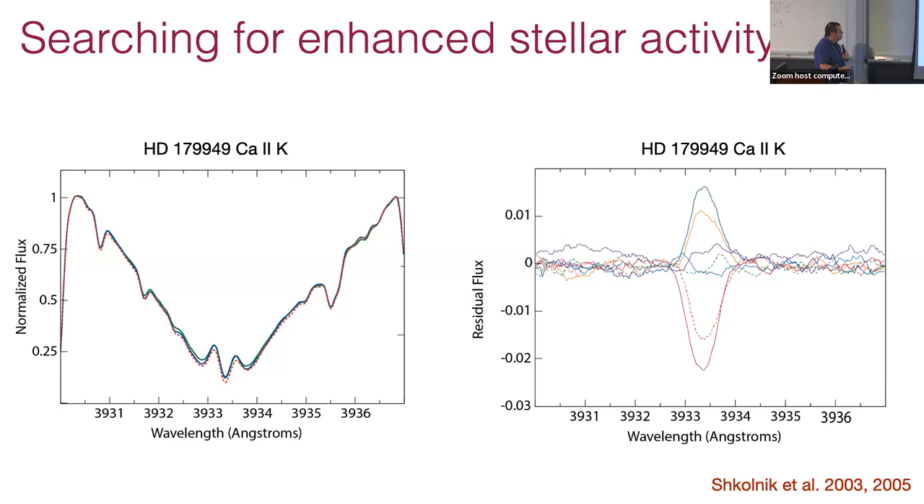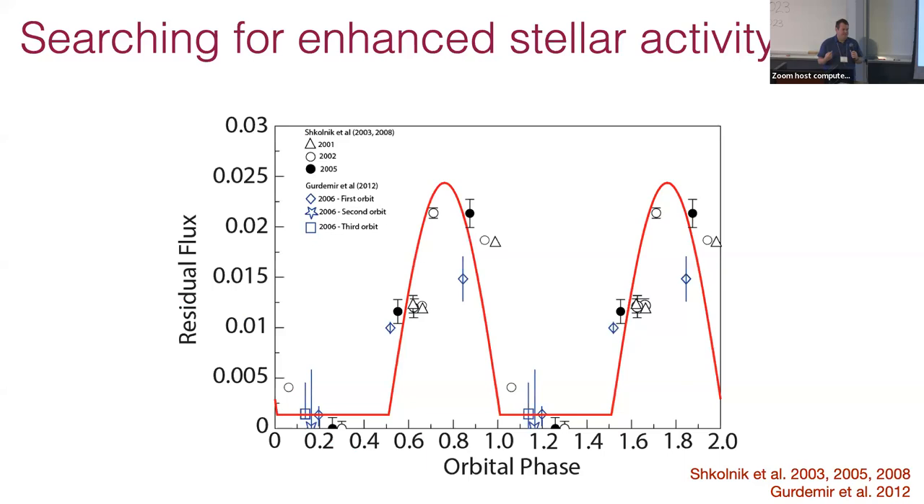What Evgenia and her team did was take observations of this system over multiple orbits of the planet around the star, and they produced this nightly residual. They sum this residual flux, and what they find is that the variability, the enhancement, phases with the orbital period of the planet. This is one of the first tentative signatures of a star-planet interaction. Here I'm showing two orbits of the planet on the x-axis against this residual flux on the y-axis. This is all the data that we have on this system, spanning multiple years.